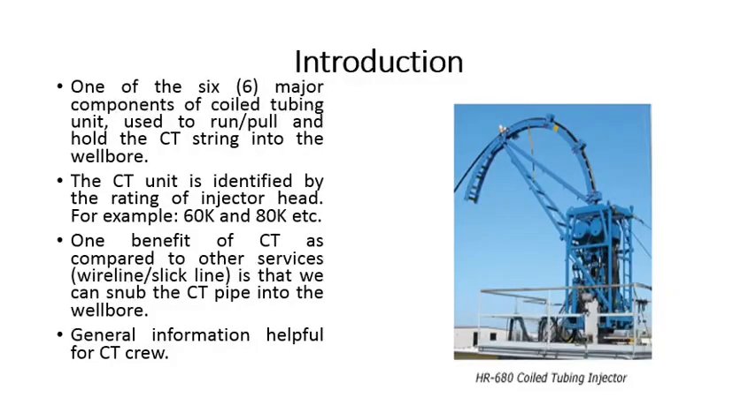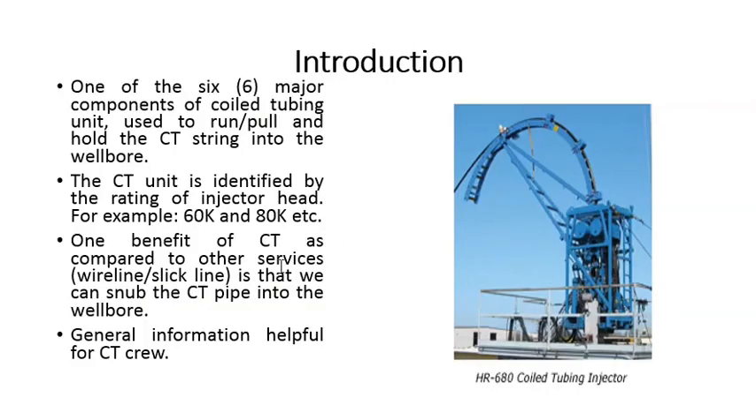As shown in this figure, coil tubing injector head is one of the 6 major components of coil tubing unit, which is used to run, pull and hold the coil tubing string into the well bore. Generally, a coil tubing unit is rated depending upon its pulling capacity, and that pulling capacity is actually the capacity of injector head. Like you may listen when you work on the coil tubing that it is 60K unit or it is 80K unit, as I mentioned over here. So this 60K and 80K is actually the pulling capacity, that how much weight this injector can pull. 60K means 60,000 pounds and 80K 80,000 pounds.